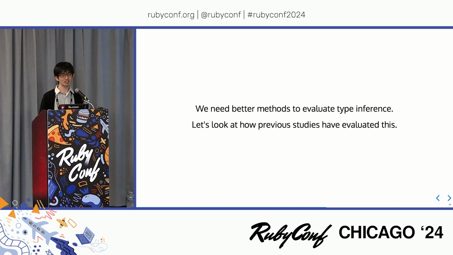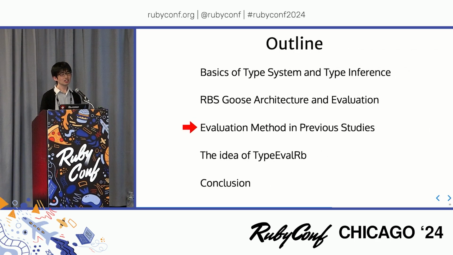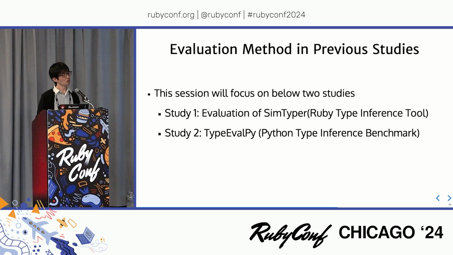For reference, let's look at how previous studies have evaluated this. So far, I shared how RBS Goose works and the current evaluation. Next, we will survey how previous studies evaluate the performance of type inference. While there are many previous studies, this session will focus on two. The first is the evaluation method of SimTyper, which is a type inference tool in Ruby. And the second is TypeEvalPy, which is a type inference micro-benchmark in Python.